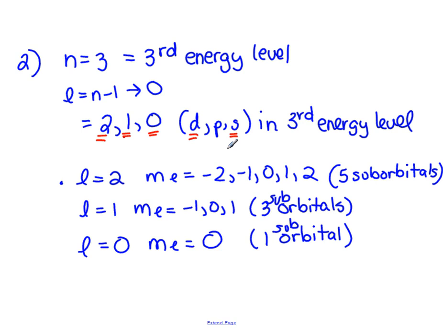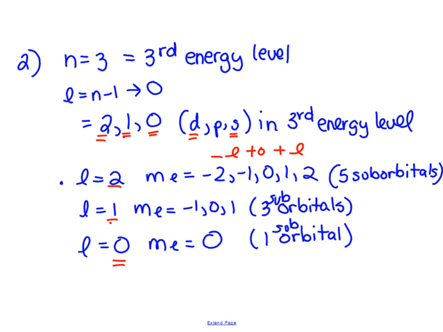Now, what are the ML values? That depends on the L value that's associated with it. So if L is equal to 2, your ML values will be, remember, negative L to positive L. So negative 2, negative 1, 0, 1, 2. If L is equal to 2, you will have 5 different ML values. If L is equal to 1, we go from negative 1 to positive 1, which means 3 suborbitals. And if L is equal to 0, we know ML is only equal to 0, so 1 suborbital.